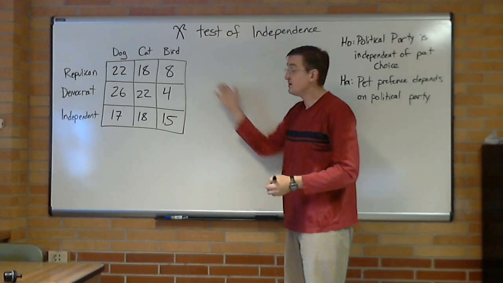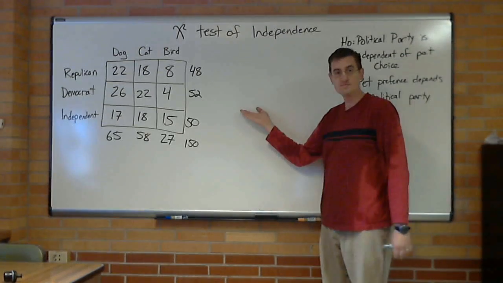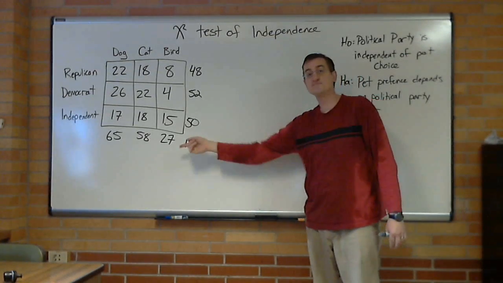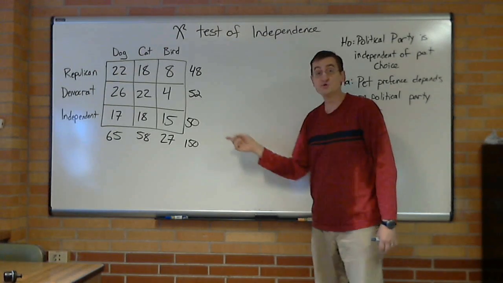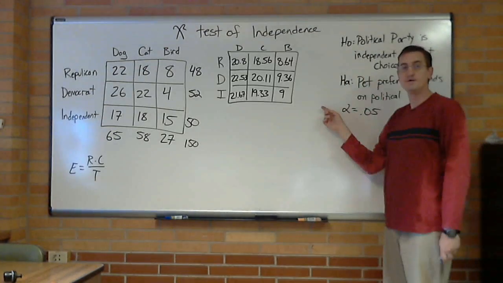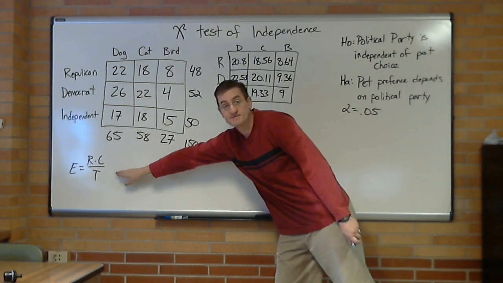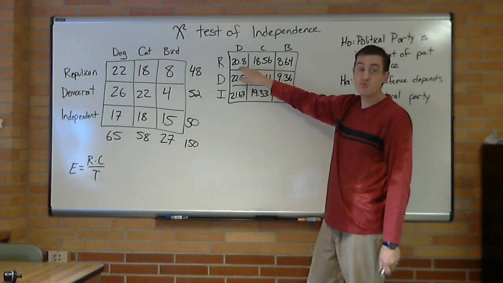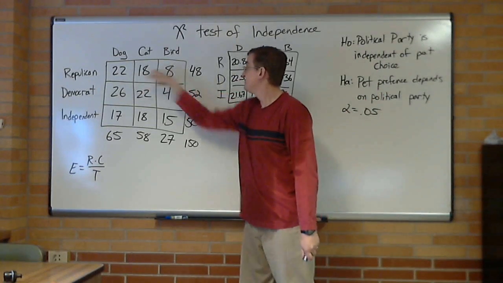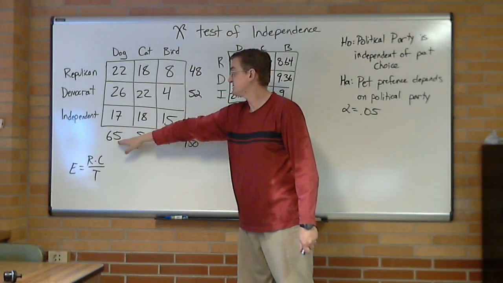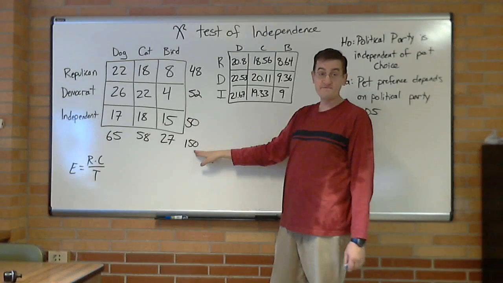So here's our data. What's our first step? We need the totals across the columns and the rows. Based on those, we can get the expected values. How do I get these numbers? That's our expected value equation. This 20.8 would come from 48 times 65 over 150.